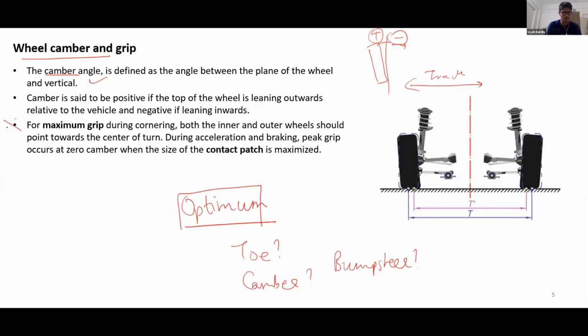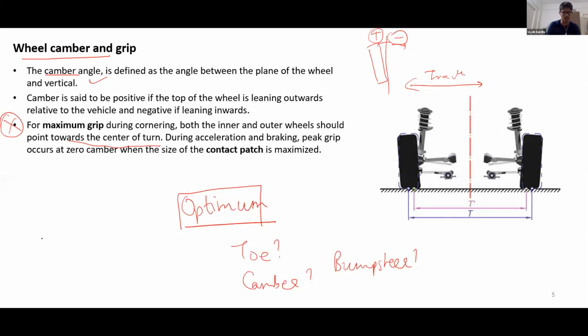This is the important part over here. For maximum grip during cornering, both the inner and outer wheels should point towards the center of the turn. This is the takeaway from this slide, right? So if you're turning the car, your camber can give you a very good advantage for maximizing the cornering force that a wheel can produce, right?